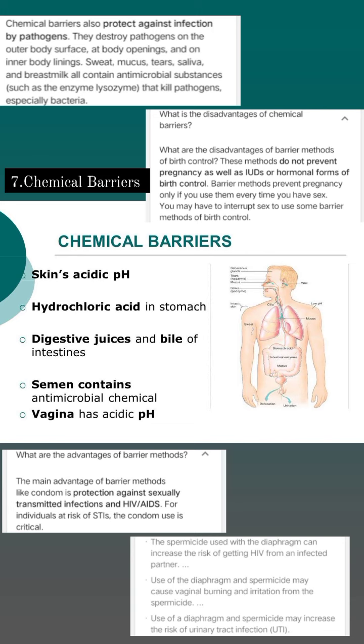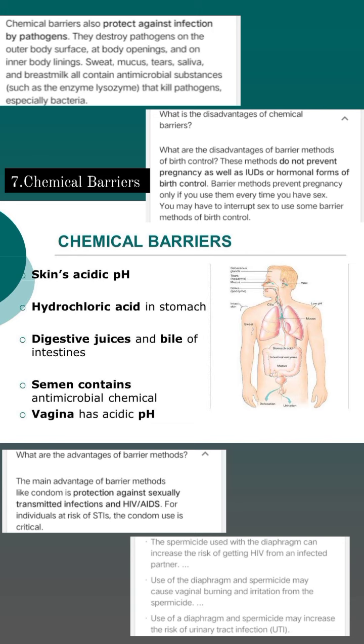The main advantage of barrier methods, like condoms, is protection against sexually transmitted infections and HIV/AIDS. For individuals at risk of STIs, condom use is critical. The side effects of the chemical barriers. Spermicides used with the diaphragm can increase the risk of getting HIV from an infected partner.